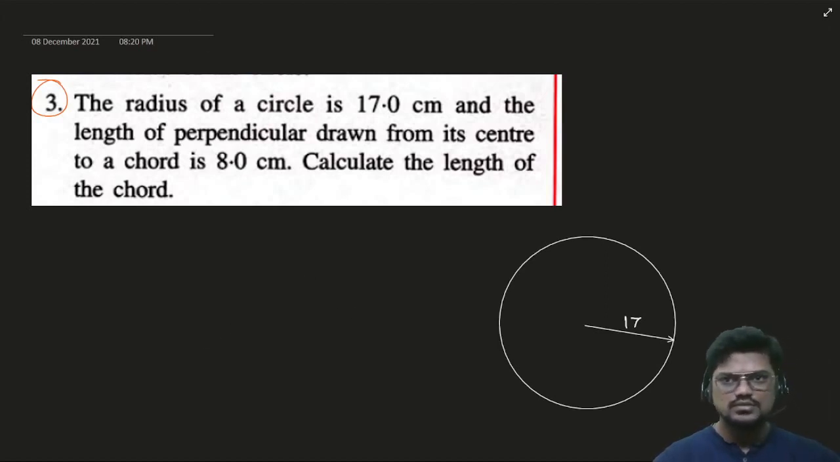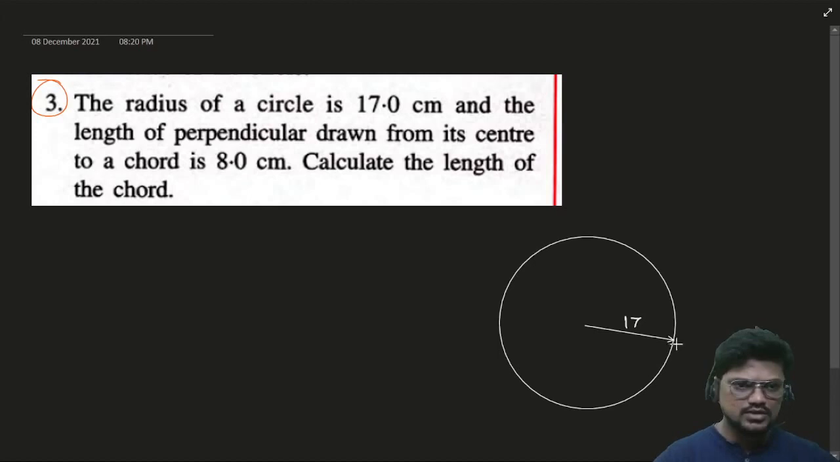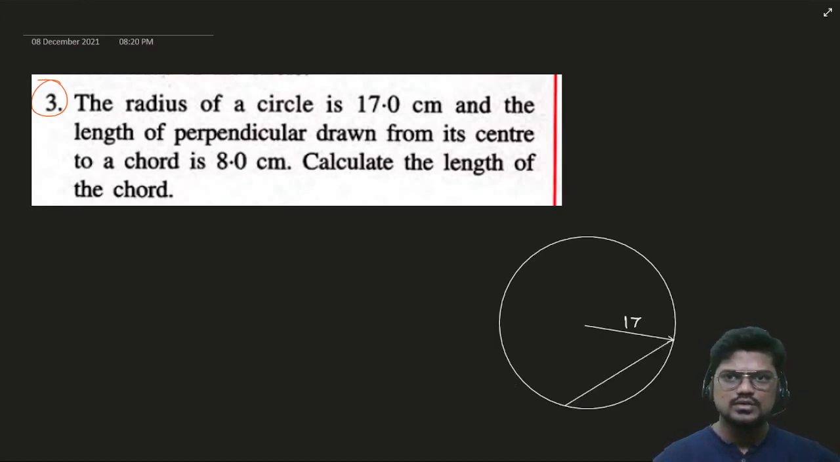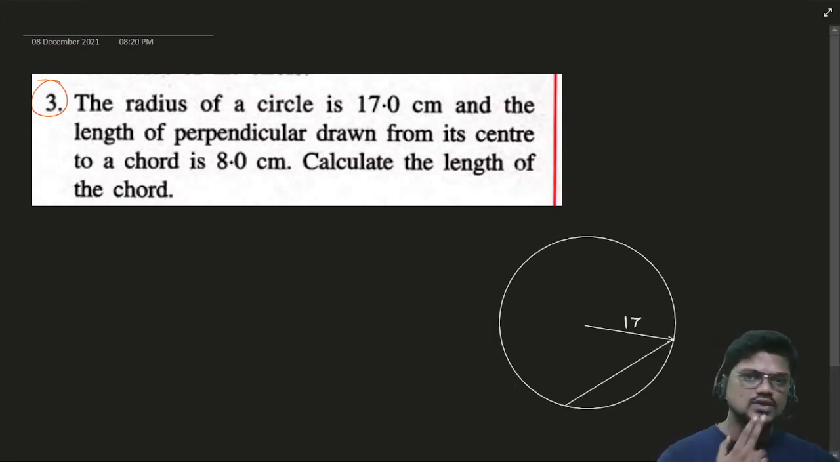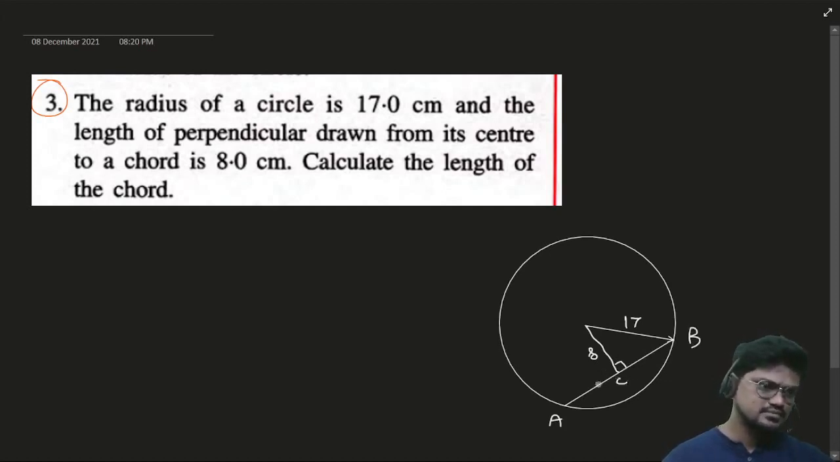Means if I draw a chord to it, now what you have? The length of the perpendicular from its center to the chord is 8. Means this length is 8. Calculate the length of the chord. You need to find the length of the chord. So using Pythagoras, you can find CB. If you use Pythagoras, 8, 15 and 17 are the Pythagorean triplets.